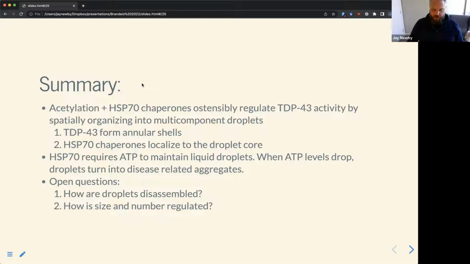And then TDP-43 forms an annular shell, which potentially restricts access to ATP or whatever. When ATP levels drop, the ability of HSP70 to maintain these droplets is degraded through some downstream mechanism. They form aggregates, right? So if we solve neurodegenerative disease, this is probably a small step in that direction. This is a long process, but this is an interesting early stage of it.